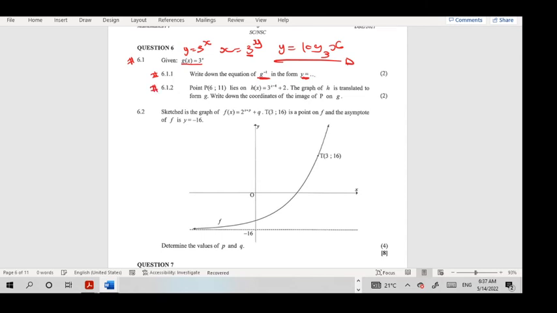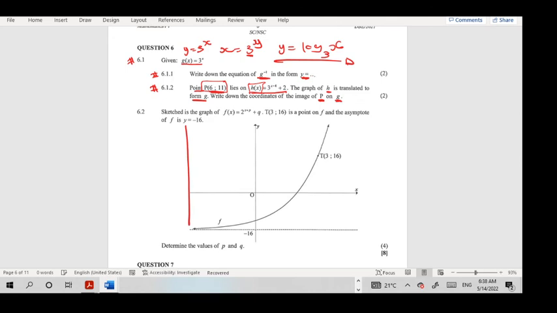And then going to 6.1.2, it says that point P, with these coordinates, lies on this equation. The graph of H is translated to form that of G. Write down the coordinates of the image of P on G. So this is just the image of P on H, and now we want to find the image of P on G.